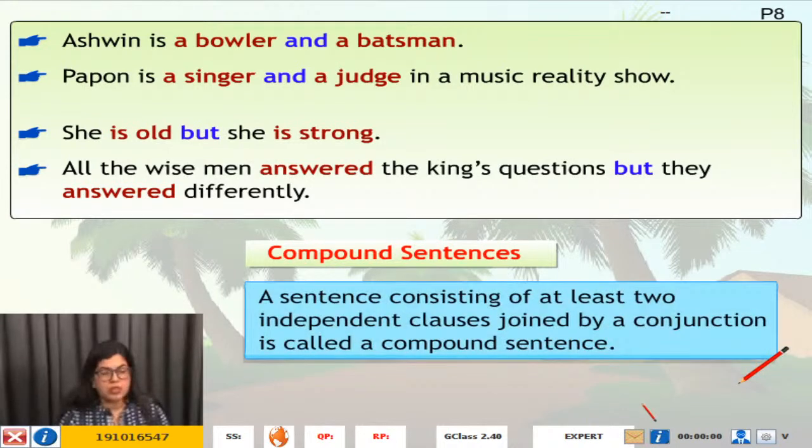Okay, so now what is a compound sentence? A sentence consisting of at least two independent clauses joined by a conjunction is called a compound sentence. Independent clauses are simple sentences. So when these two simple sentences are joined by a conjunction, it's called a compound sentence.